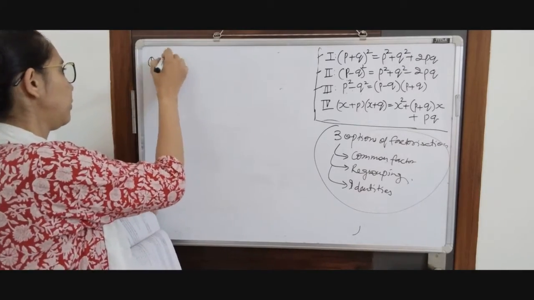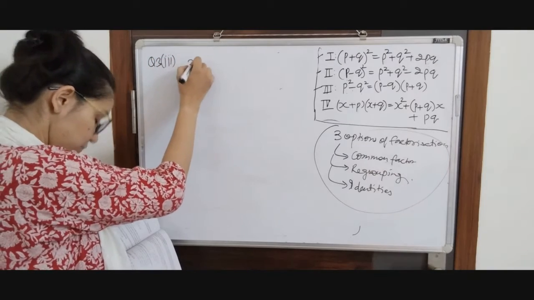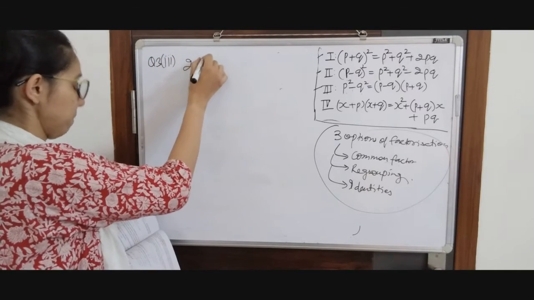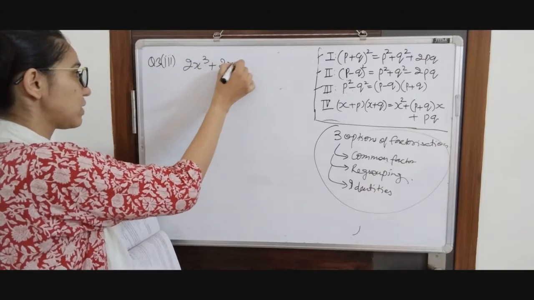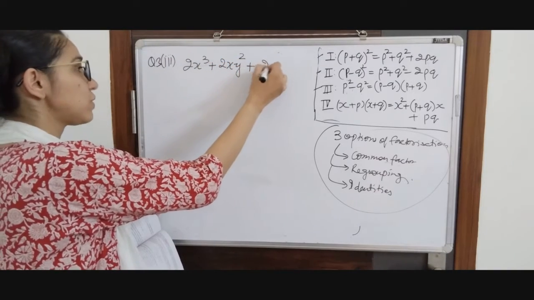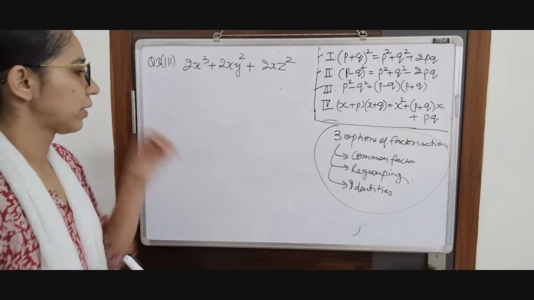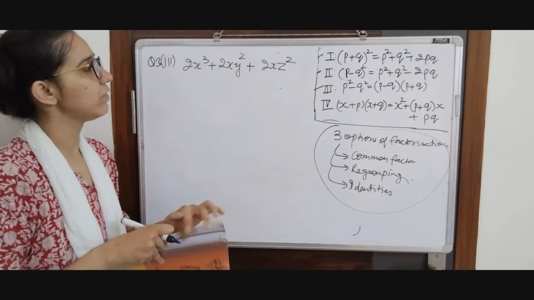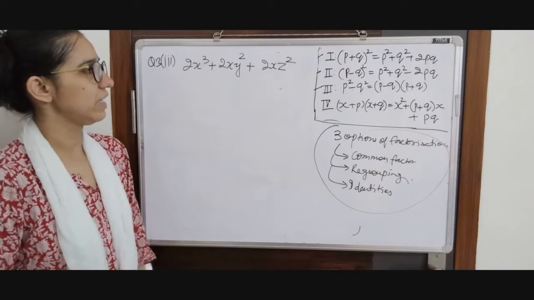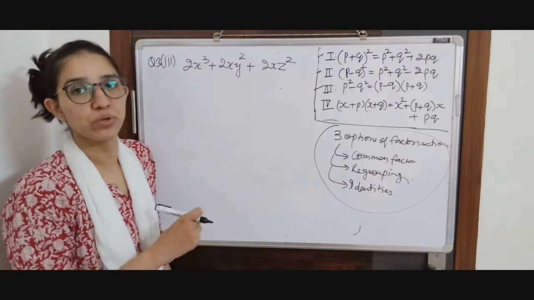Question number 3, third part. It is 2x cube plus 2xy square plus 2xz square. Okay. I will check for identity and I see that no identity can be used.